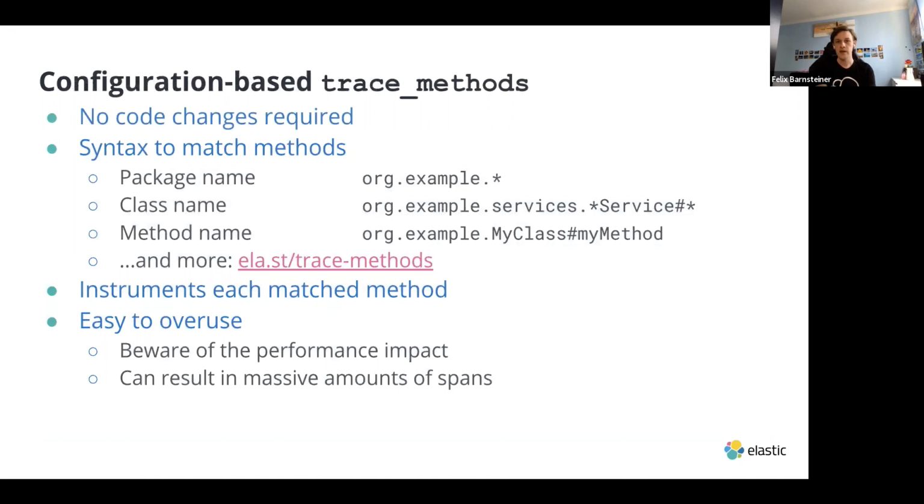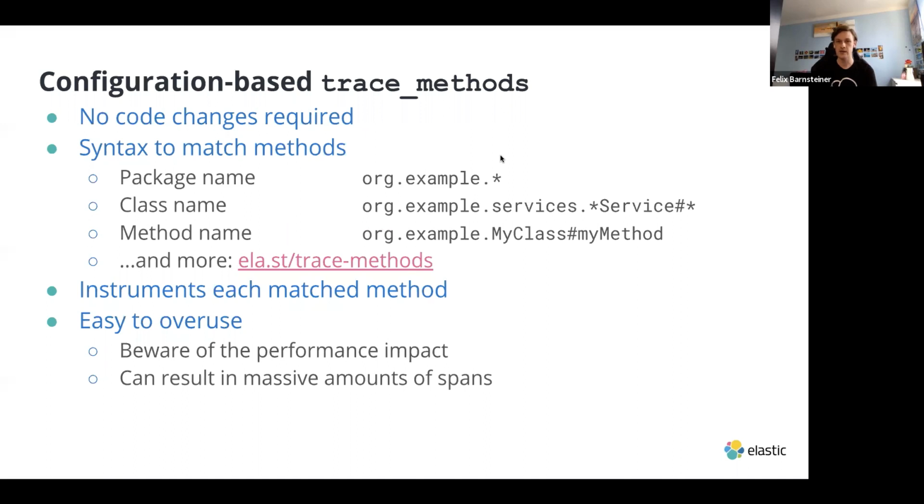So then there's another approach, and that is with the configuration option trace methods. And the big advantage here is that it doesn't require any code changes. So instead, it provides some sort of syntax where you can specify all of the methods you want to instrument. So for example, by package name, and here you can also use wildcards. So this org.example.star means it instruments all of the methods and all of the classes in the org.example package or in any of the sub packages.